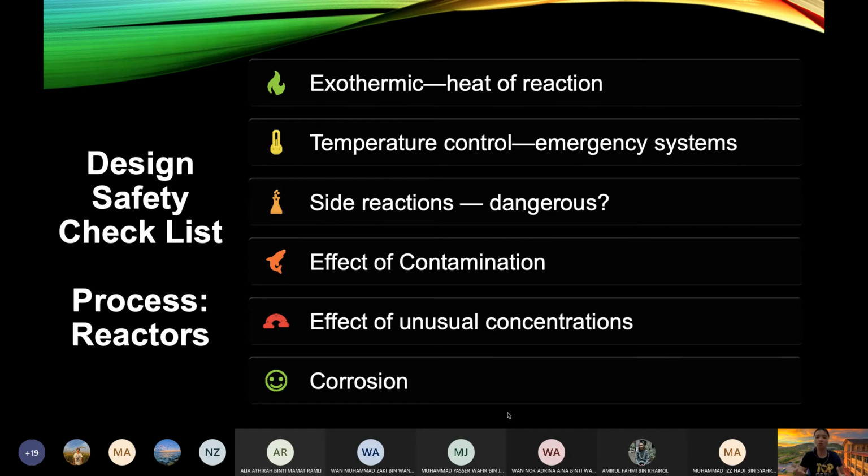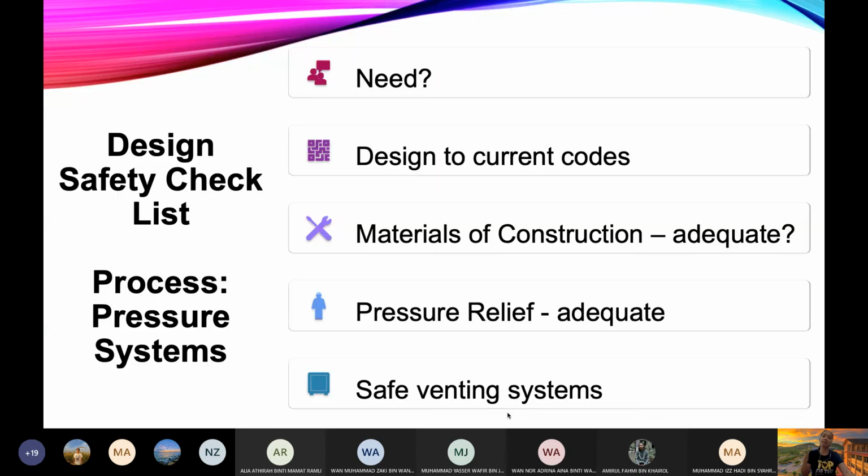Next one, temperature control. So again, sebab exothermic, even endothermic pun, temperature control tu very important. So you have good control system. Do you have side reaction? So sometimes dalam reactor you learn you might have multiple reaction, right? So multiple reaction can be dangerous as well. Contamination, unusual concentration, corrosion. So kalau tindak balas kamu menghasilkan chemical or uses chemical that corrodes can also be a problem.